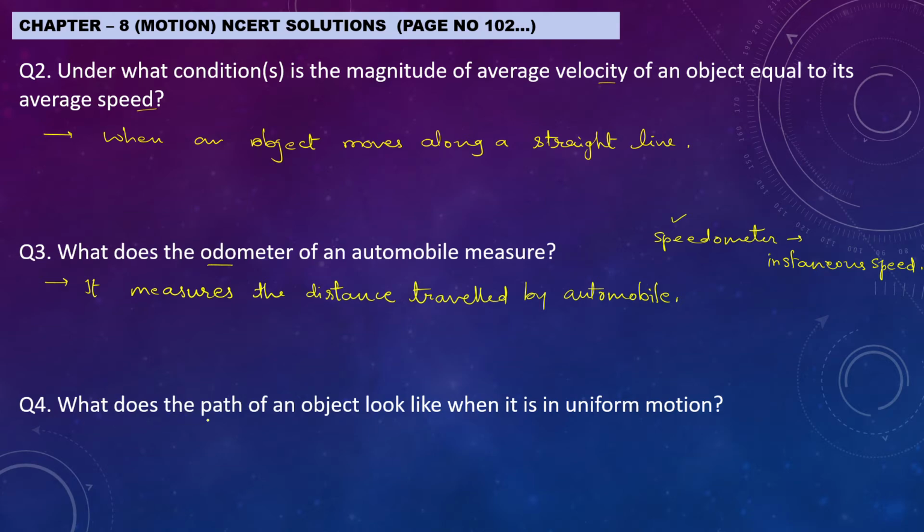Then fourth question, what does the path of an object look like when it is in uniform motion? So when the object is in uniform motion, it is the only condition when the object moves in a straight line path. So the answer is straight path. We know for uniform motion, your graph is like this. Okay, it means it is moving in a straight line. Correct.